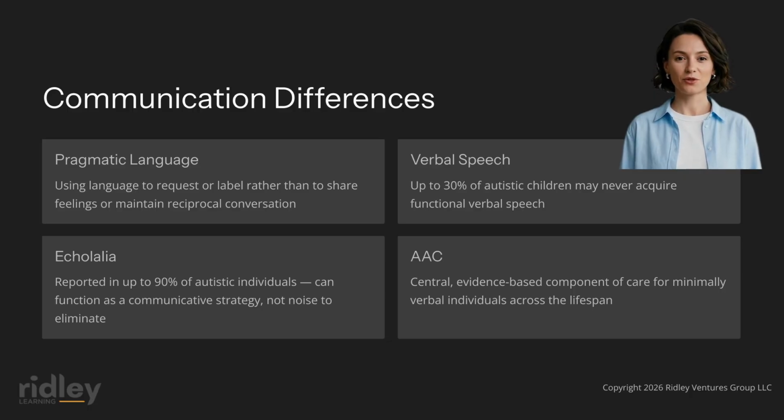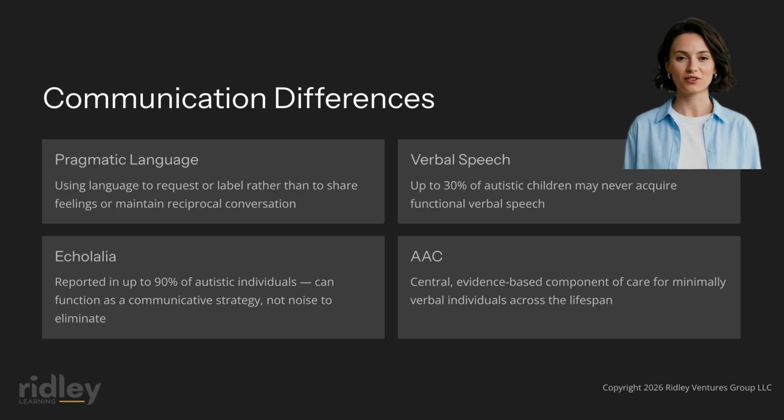Our final topic in this module is communication differences and augmentative and alternative communication, or AAC. Communication difference is a defining feature of autism and varies widely in both form and trajectory. The DSM-5-TR anchors the diagnosis in persistent deficits of social-emotional reciprocity, nonverbal communication and relationship development, and pragmatic language differences, meaning difficulties with the social use of language in context, are central to the clinical picture. This includes using language primarily to request or label rather than to comment, share feelings, or maintain reciprocal conversation.